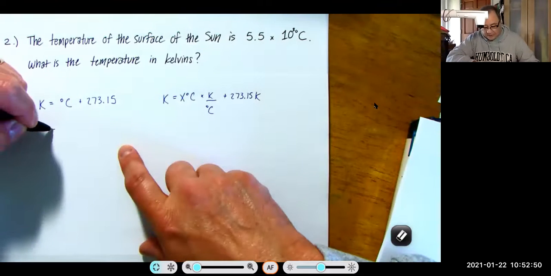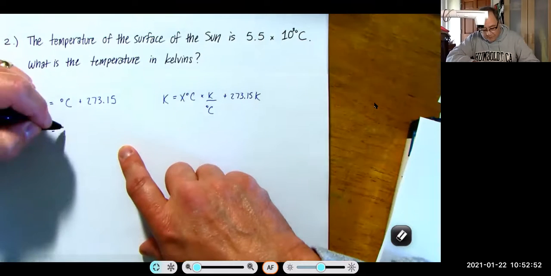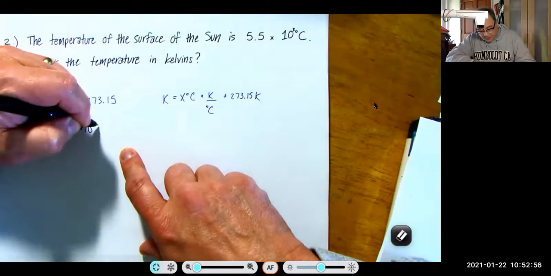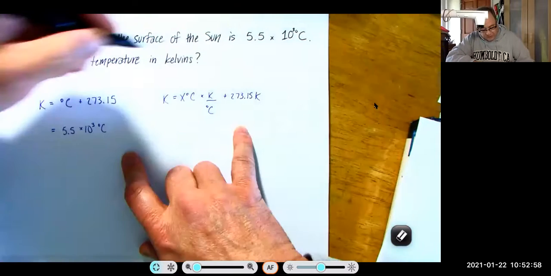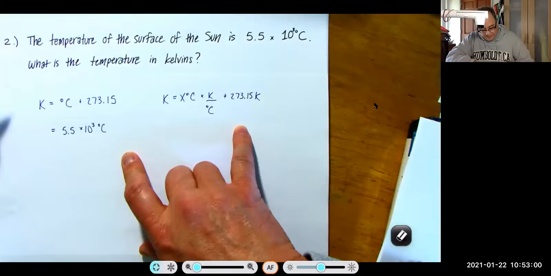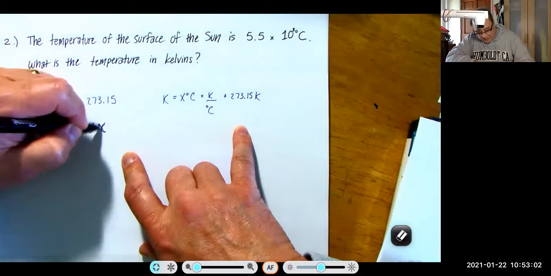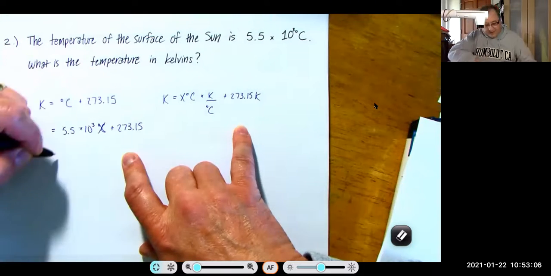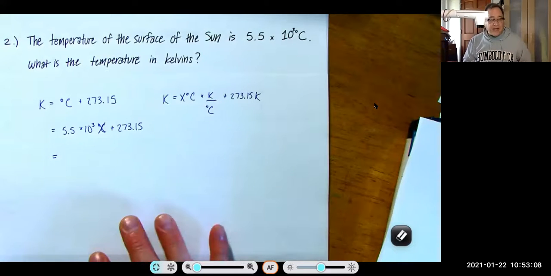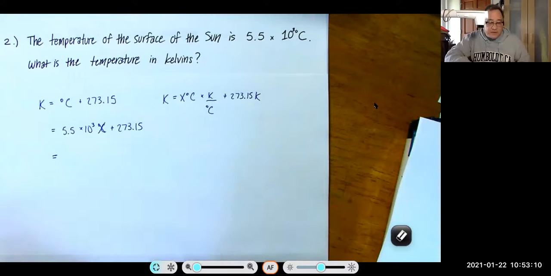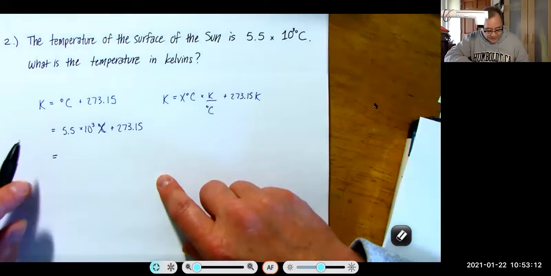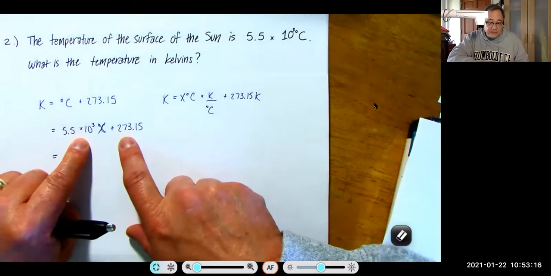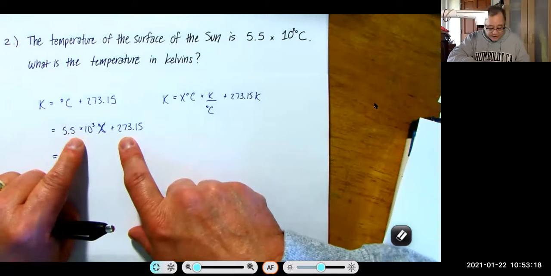So if you wrote something like 5.5 times 10 to the 3 degrees Celsius, oh, leave that off, plus 273.15, that would be appropriate. Now, okay, we have to get the right number of significant figures in our answer. And you see how this one is in exponential form and this one is not? Or we could call this scientific notation.